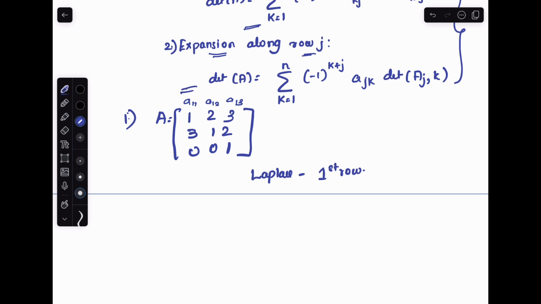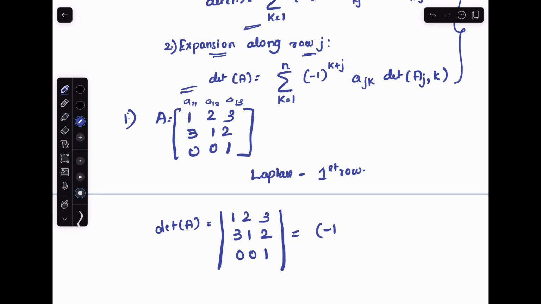So first we apply the formula: the determinant of A, written with two parallel lines with the numbers inside, is equal to minus 1 to the power 1 plus 1, since it is a11, into the first element of the first row, that is 1, and we have to write the minor. How will we write the minor? We eliminate the first row and the first column elements, and then write the remaining elements, that is 1 2 0 1.